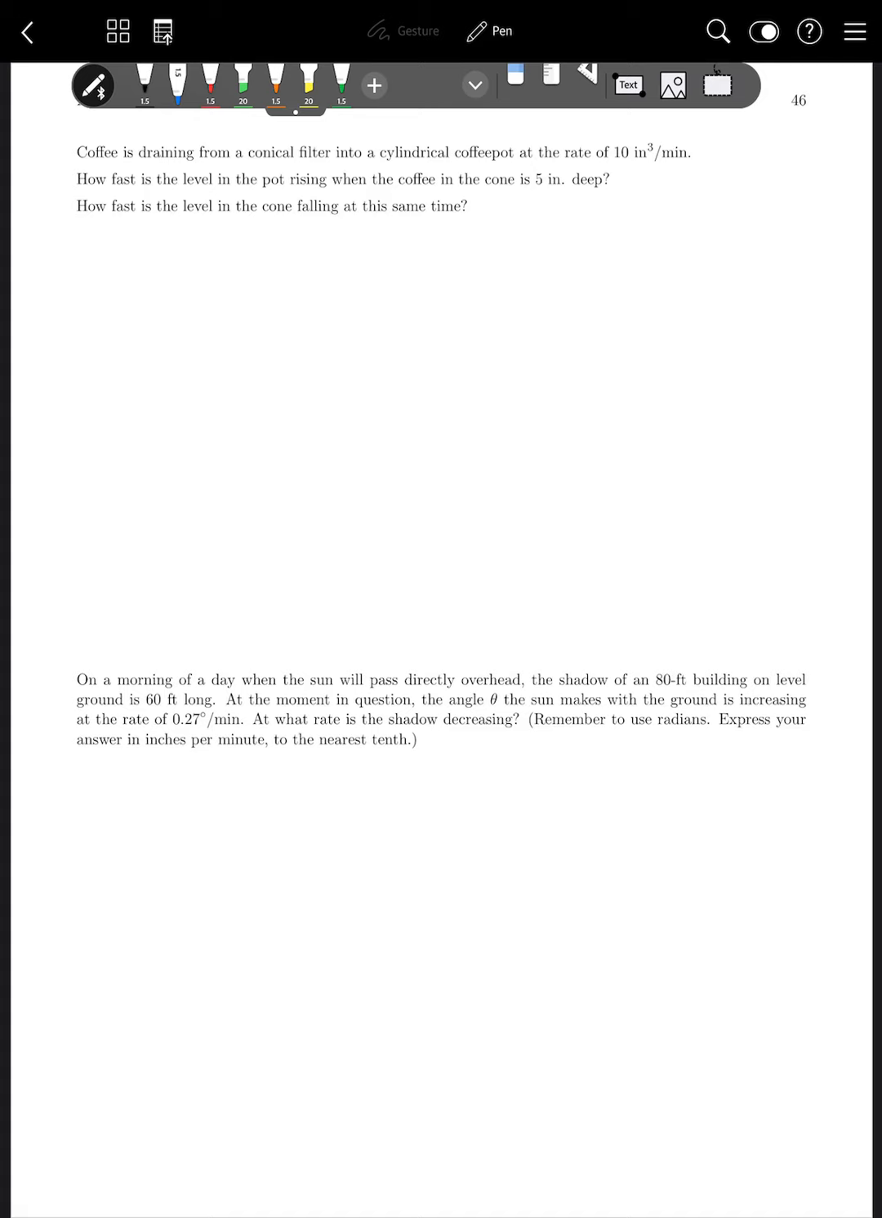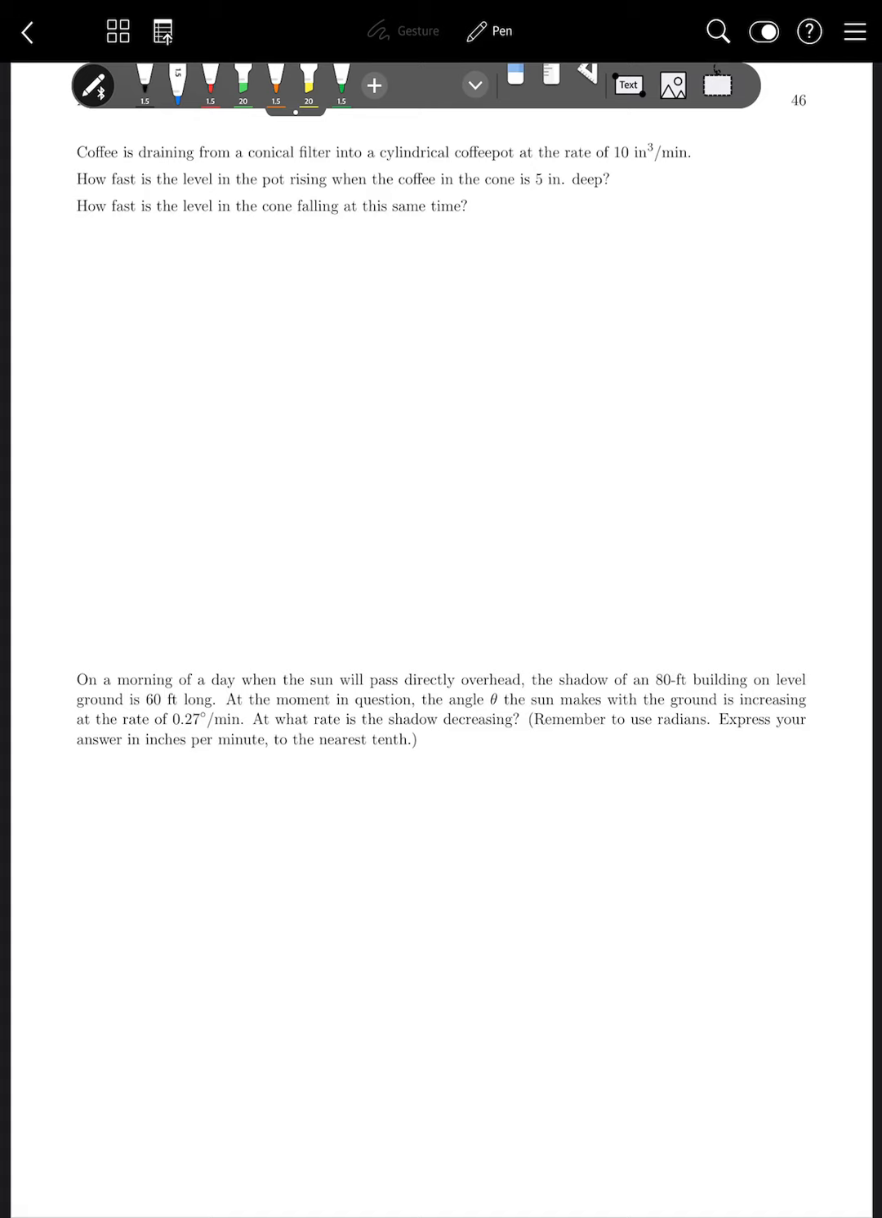And what we know about both of these is that they have a width of 6 inches, and the cone has a height of 6 inches. And that's really all we know about it. So coffee is draining. We've got some coffee in here, and it's dropping into the pot at a rate of 10 inches cubed per minute.